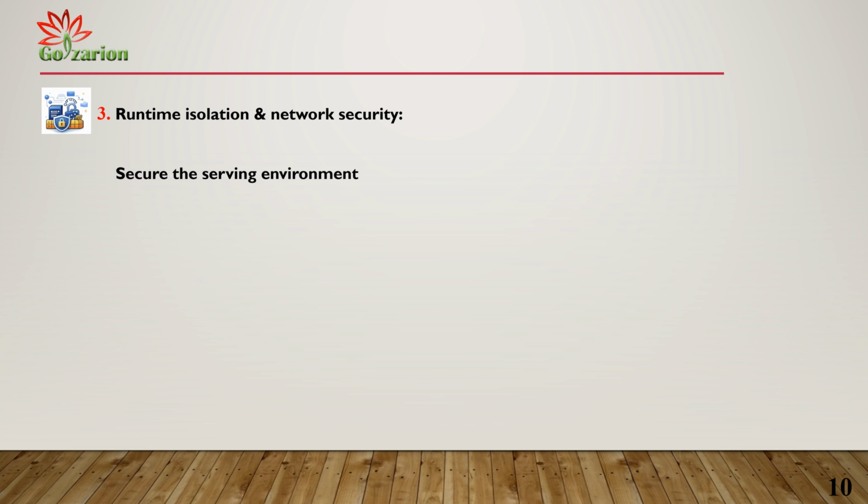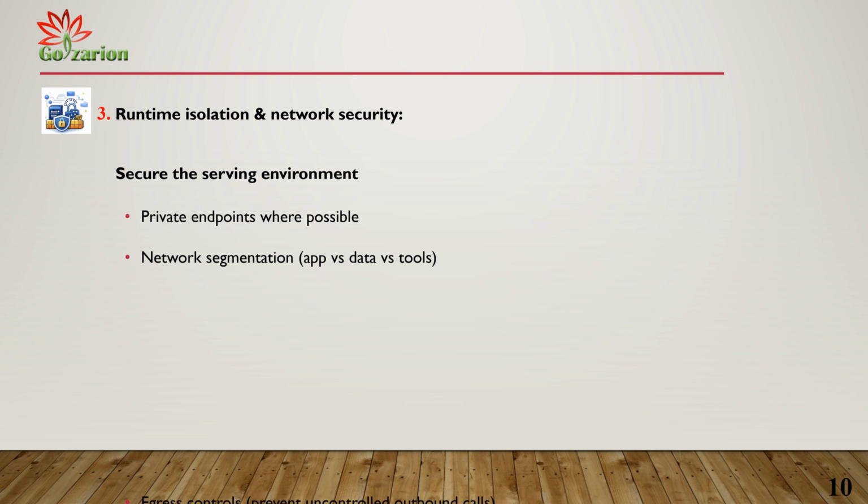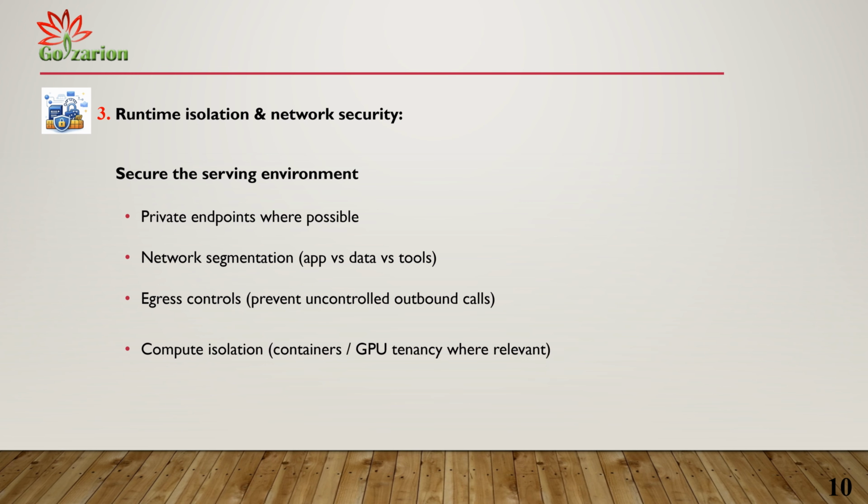Next, runtime isolation and network security. Secure model serving like any production workload. Use private endpoints where possible. Segment networks. Separate the app layer from the data layer and tool integrations. Apply egress controls so the system can't make uncontrolled outbound calls. And depending on your architecture, consider compute isolation, especially if you are running your own model workloads or multi-tenant GPU resources. This is how you reduce blast radius.